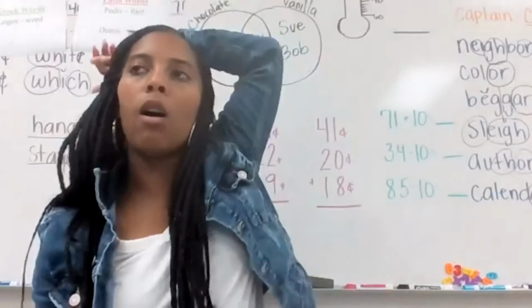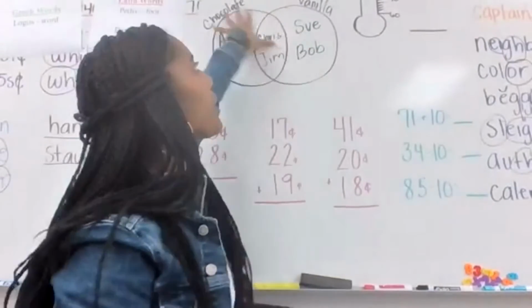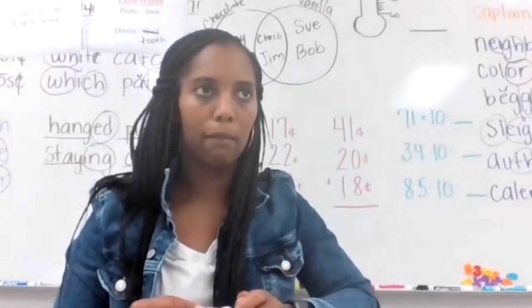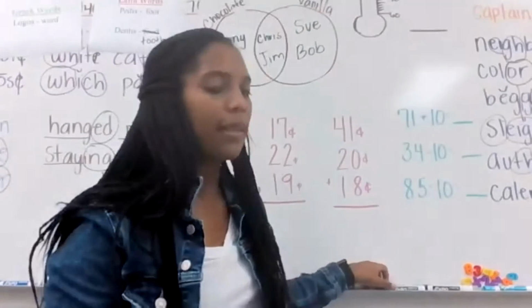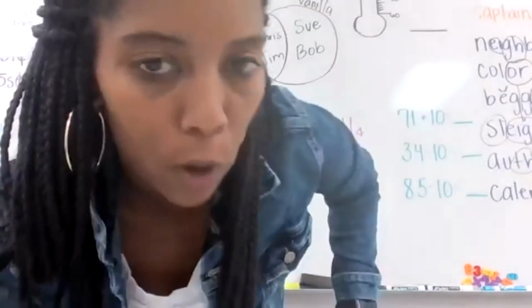So Amy is the only one on the chocolate side. Then we have Chris and Jim in the middle because they like both. And Sue and Bob are only on the vanilla side. That's the only one they like. Okay, so let's answer the questions to our graph. It says, how many children like chocolate total?